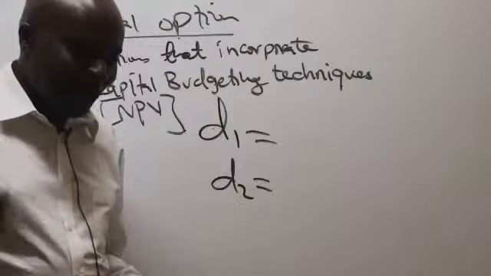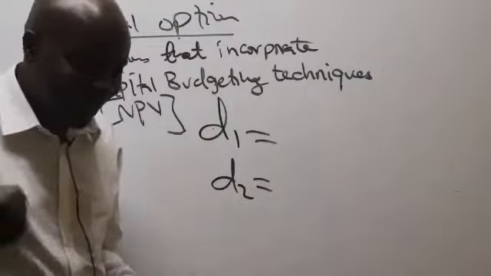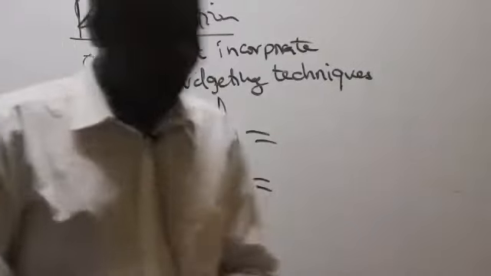Anybody who is able to remember Black-Scholes? When I hear of Black-Scholes, I remember D1, D2, VC, VP. I'll come back to that. So those are real options.